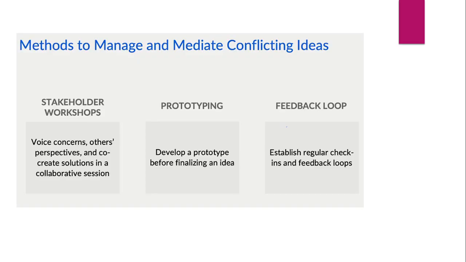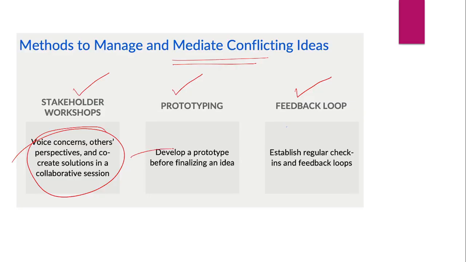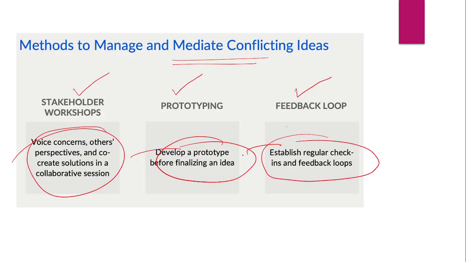Methods to manage and mediate the conflicting issues: stakeholder workshops and the prototyping feedback loop. Stakeholder workshop means you are getting data from the stakeholders. After that, you go for developing a prototype. After developing the prototype, you have to establish that prototype in some field for testing.